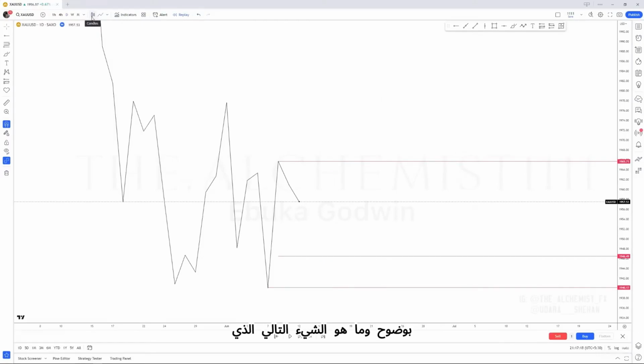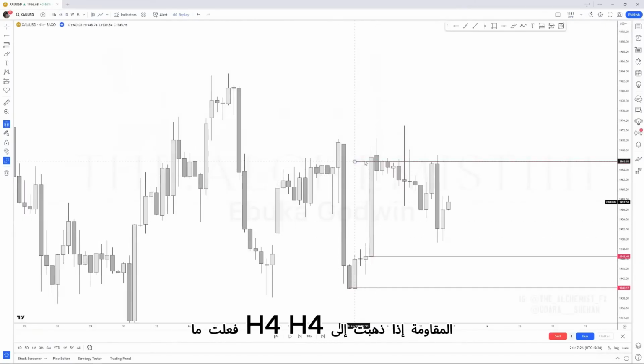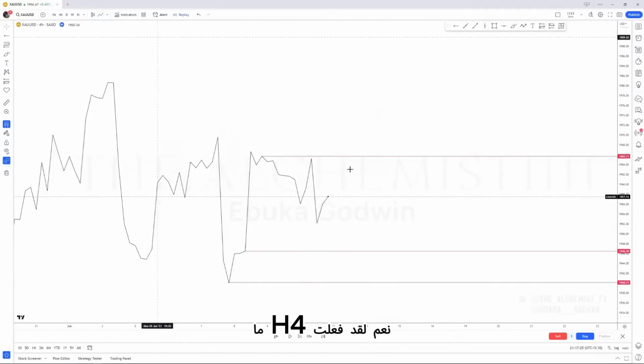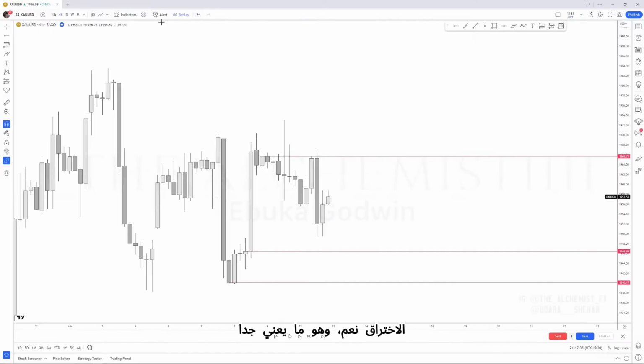You can see that very clearly. And what's the next thing that needs to happen for a storyline to start? Now, daily has rejected a daily resistance. If you go to H4, H4 has done what? A breakout. Can you see it? H4 has done a breakout. So which means very clearly, what do we have? We have a bearish storyline, right? We have a bearish storyline on the daily time frame.